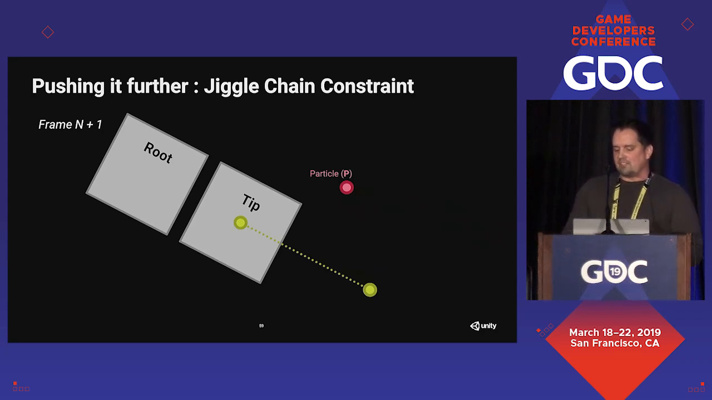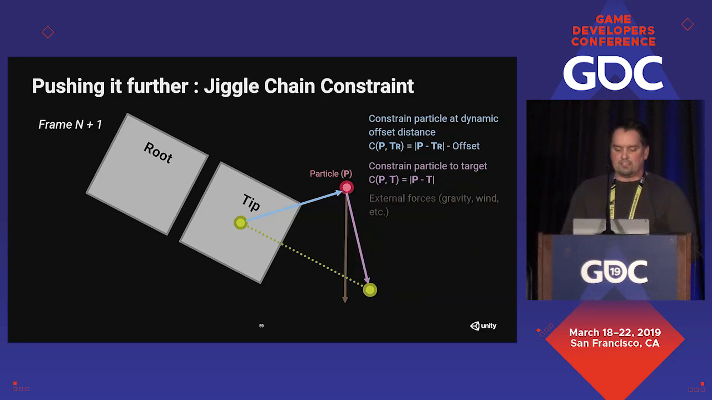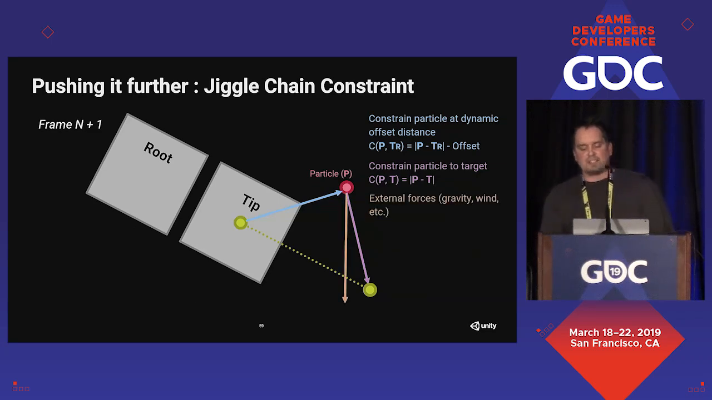In our setup, we have forces generated from two types of constraints. First, we have a constraint that makes sure that our particle respects its initial dynamic offset distance from the target root, and another that further constrains the particle to move back to its new target position. And finally, to make things interesting, let's make sure that we also react to external forces such as wind and gravity.